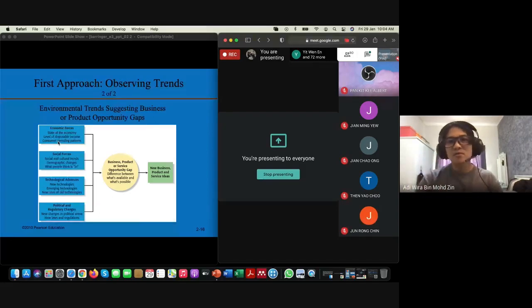Same goes for apparel. Say for male, when we go to the office, we go with long sleeve or short sleeve, long trousers.